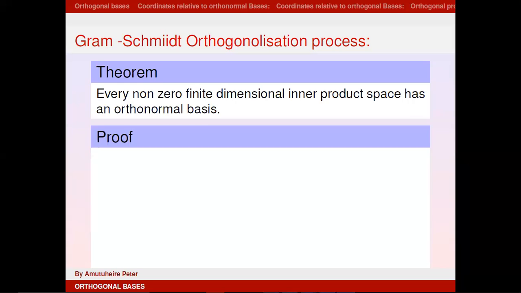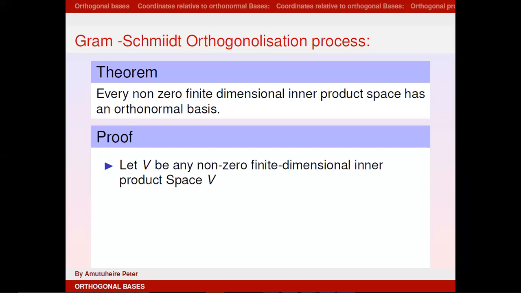We start with the theorem. The theorem tells us that every non-zero finite dimensional inner product space has an orthonormal basis. So this theorem is telling us that every inner product space has an orthonormal basis. We want to prove that theorem.